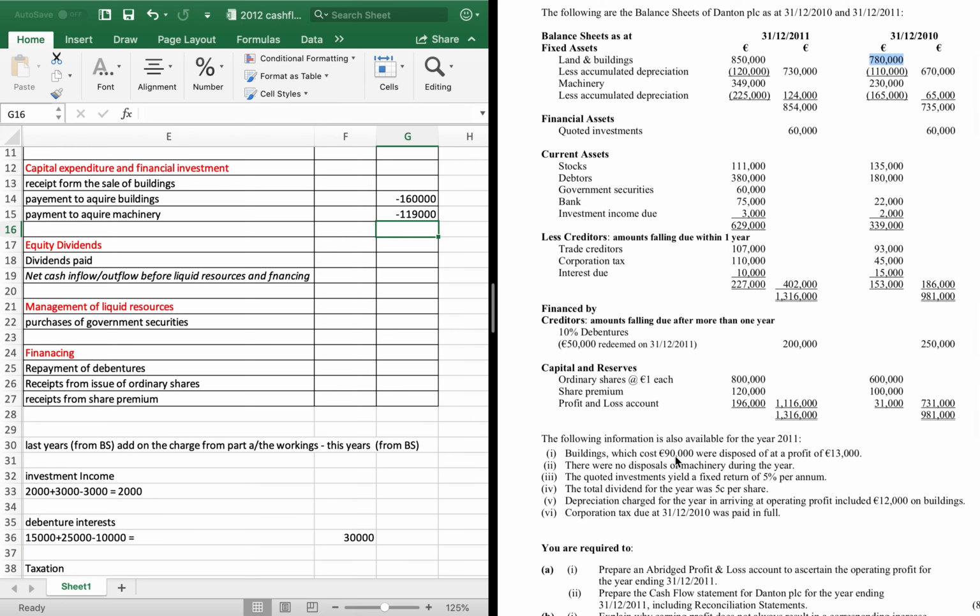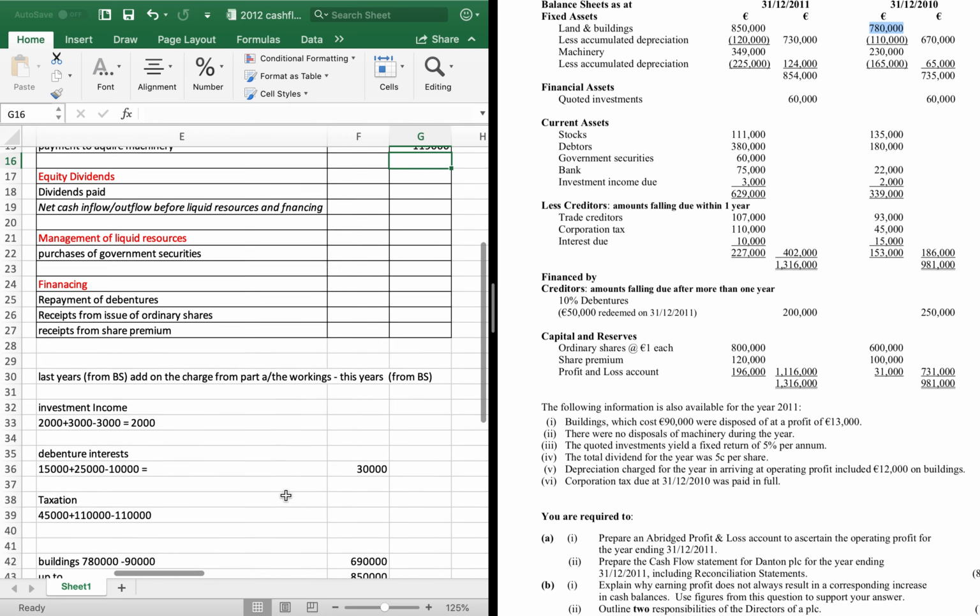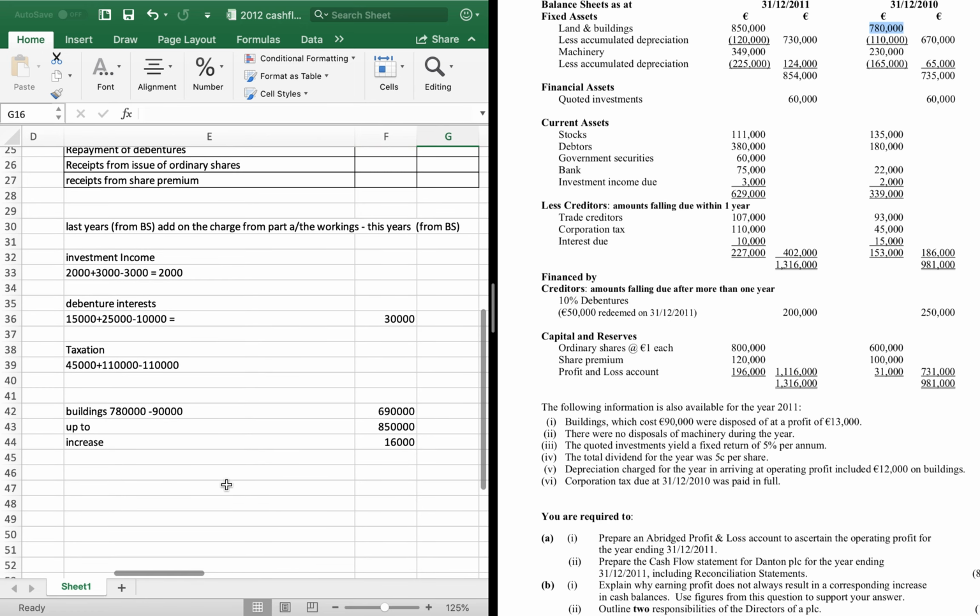We sold buildings at a profit of 13,000. That does not tell us how much we got for the buildings. It told us we made a profit. So for us to know how much we got, we need to know the depreciation, which is why I asked you earlier on to have a think about what the depreciation on the buildings might be. So I'm sure some of you got the answer as 2,000. Now, how do we know that it's 2,000?